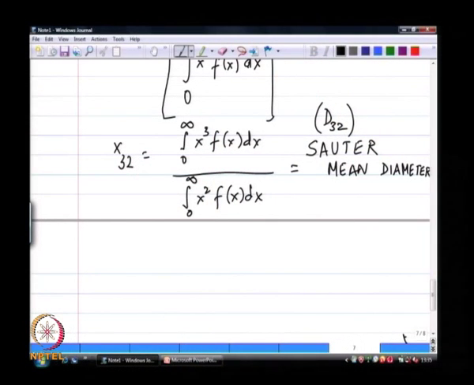Now, this is very widely used as a measure of a spray. Now, remember it is just another moment of the PDF, that is how you get the Sauter mean diameter. But what makes this number so special? It is essentially the fact that the numerator is the mean droplet volume and the denominator is the mean surface area.